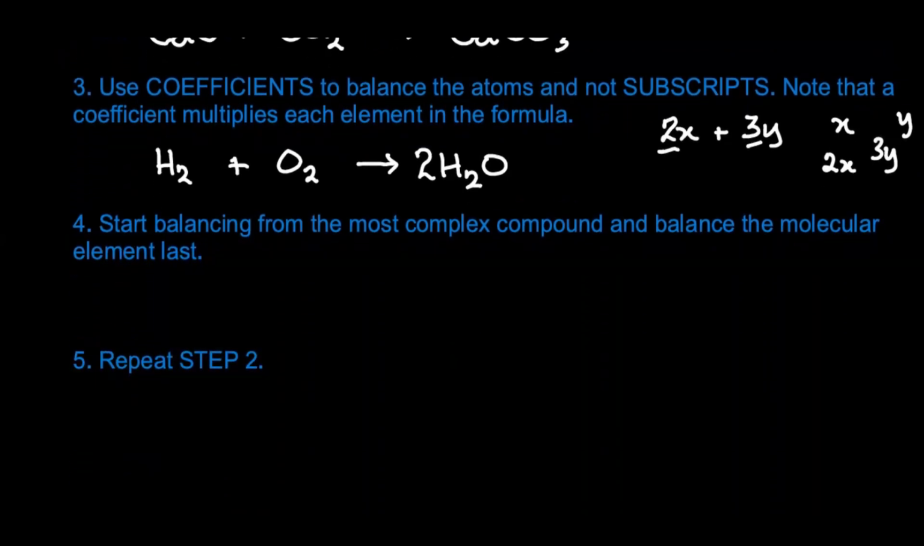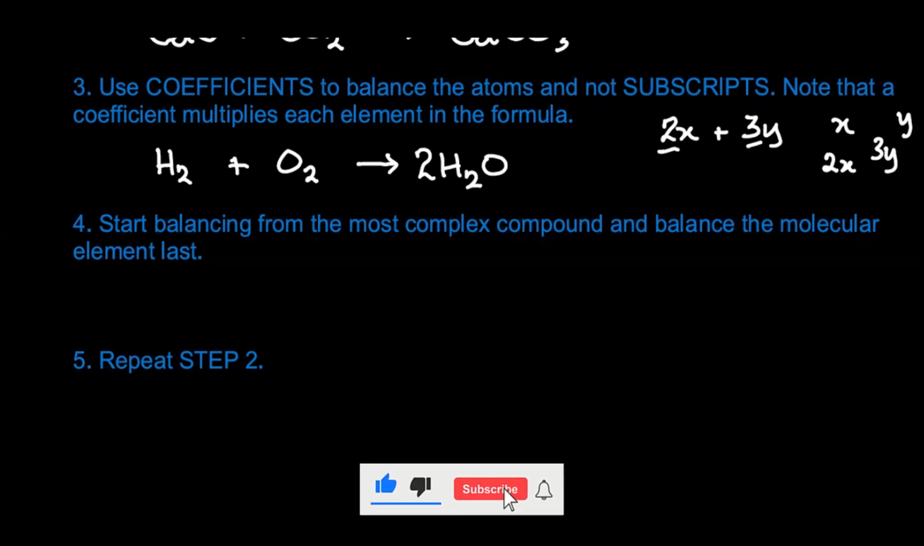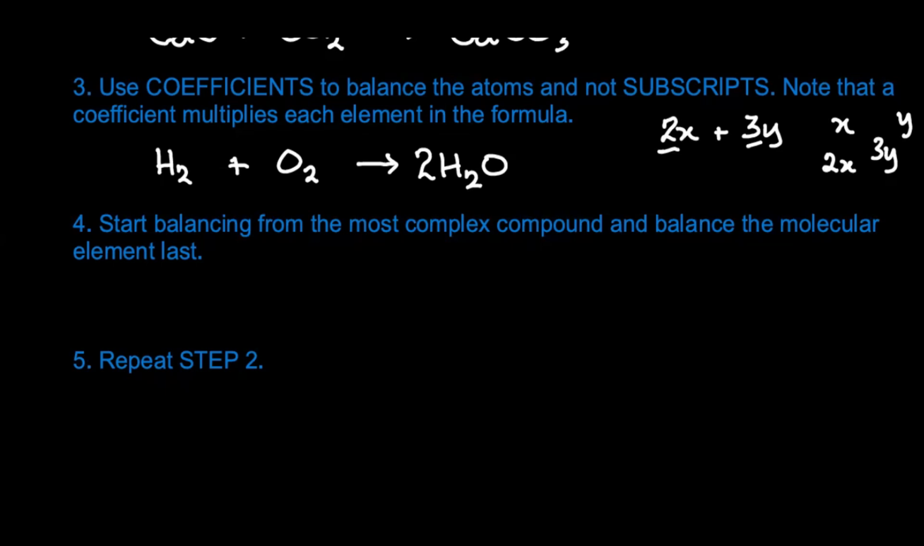Start balancing from the most complex compound and then balance the molecular element last. So look at this. In this equation, the most complex compound here was water, right? Because it's more difficult to balance the most complex compound when the other molecular elements are balanced, right? But if you are balancing the molecular element last, it's easy to manipulate it to get what you want. So by balancing this water first, which is the most complex compound here, we can now easily balance hydrogen, right? We can easily balance hydrogen by doing what?